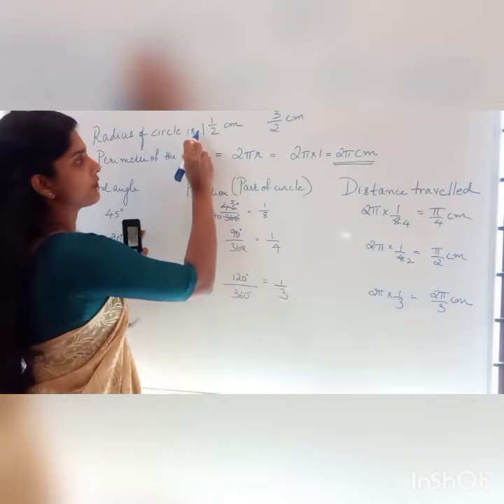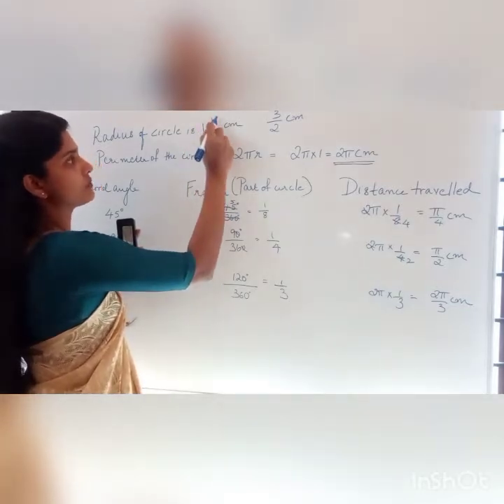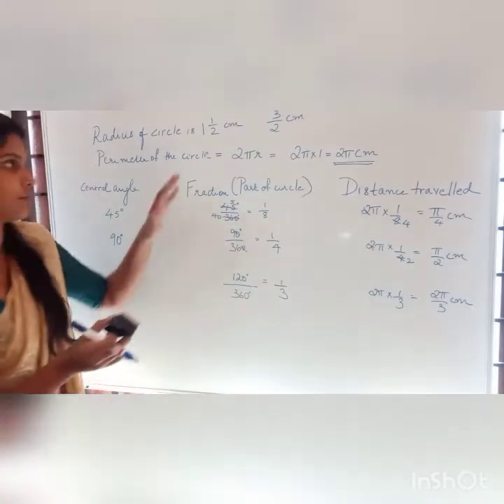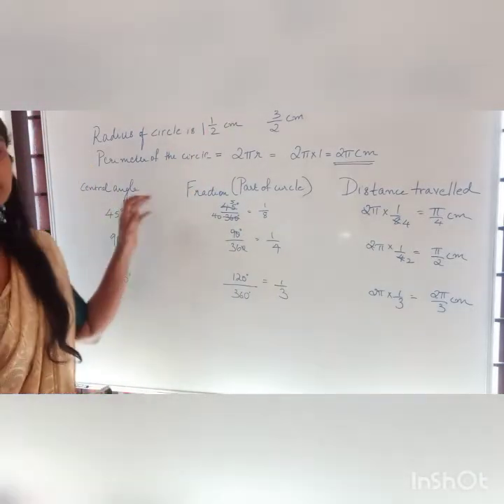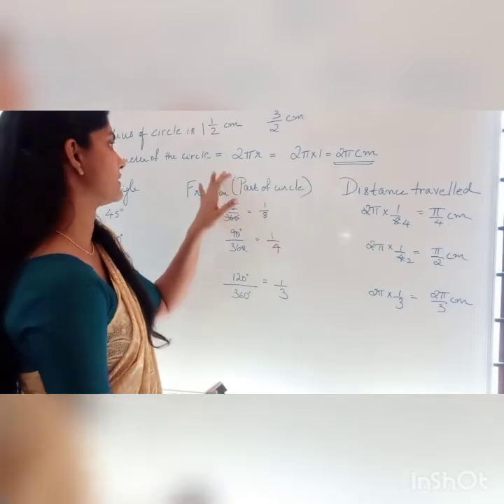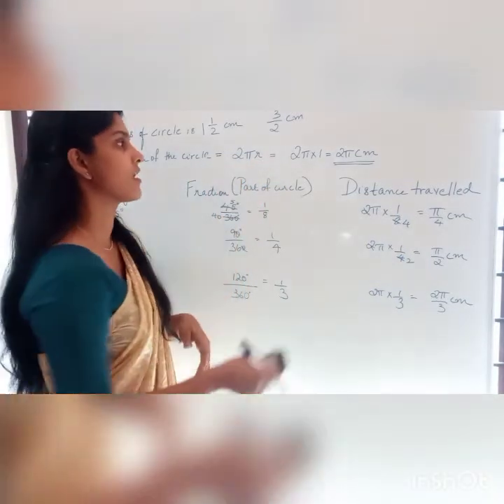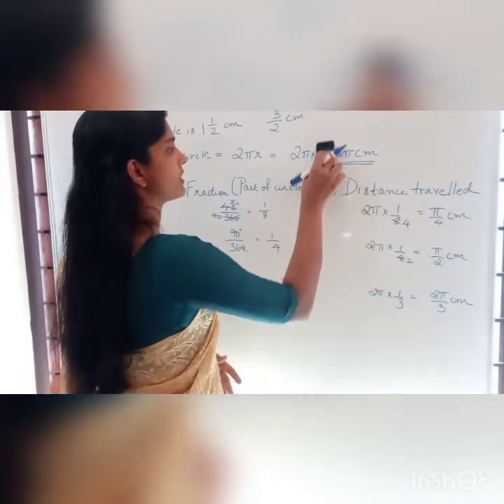Two multiplied by 1, it's 2 plus 1, 3. So 3 by 2 centimeter, right? This is how you do it. Now, what will the perimeter of the circle be? Yes, the perimeter of the circle is given by the formula 2 pi r. Now, what is the radius over here?